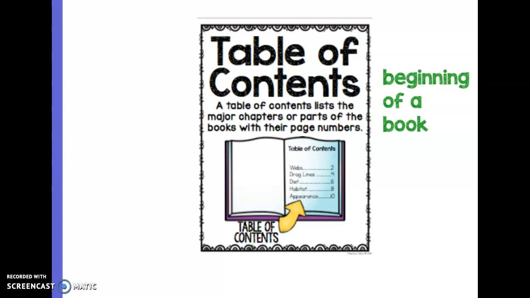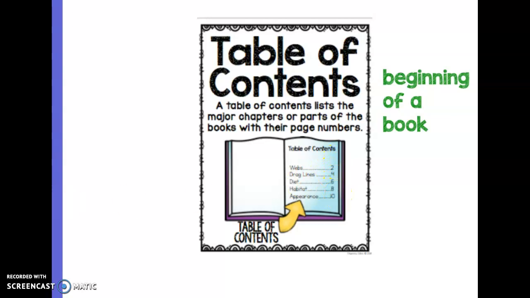The first feature we're going to talk about is called a table of contents. A table of contents lists the major chapters or parts of the book with their page numbers. An important thing to know about a table of contents is it's usually at the beginning of a book. Remember, it tells you the chapter titles or sections with the page number that they will be on.